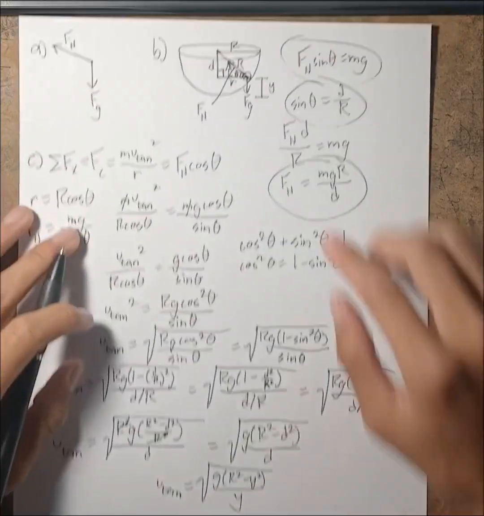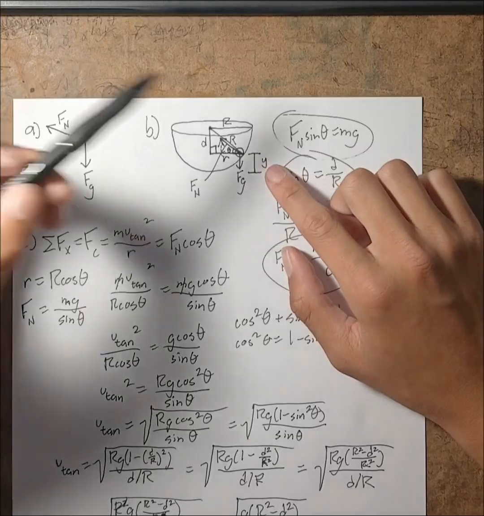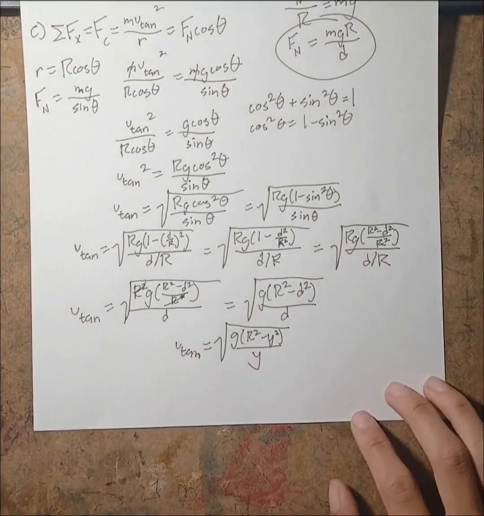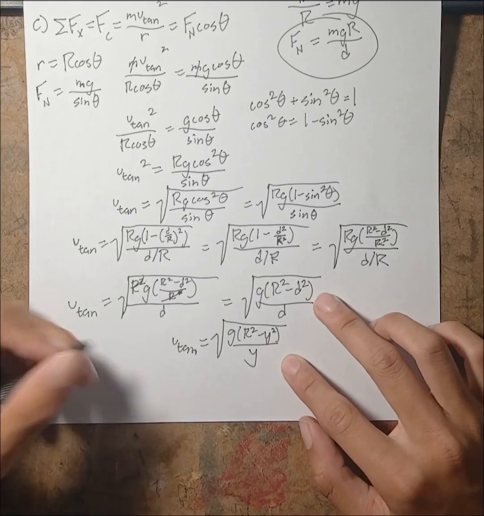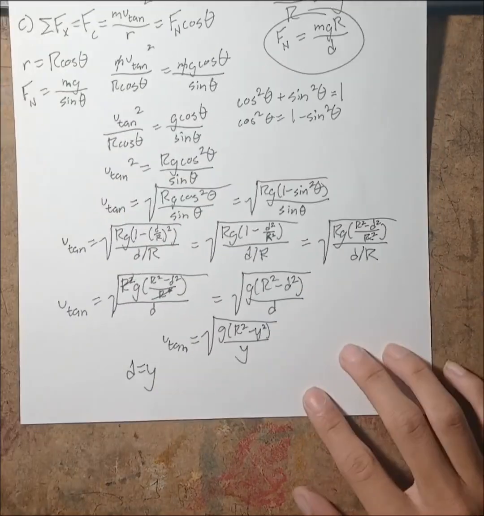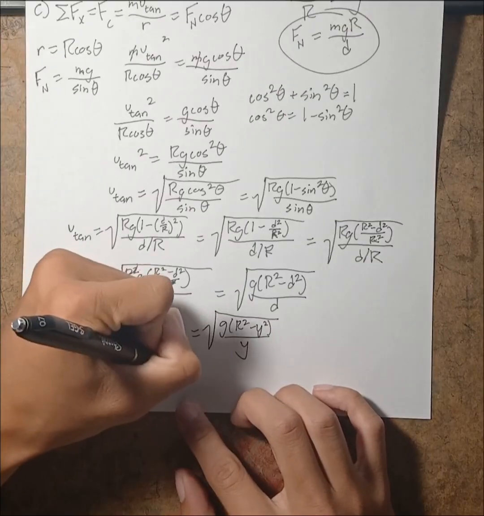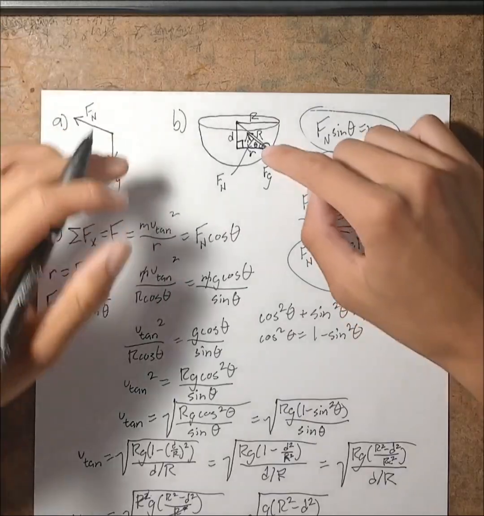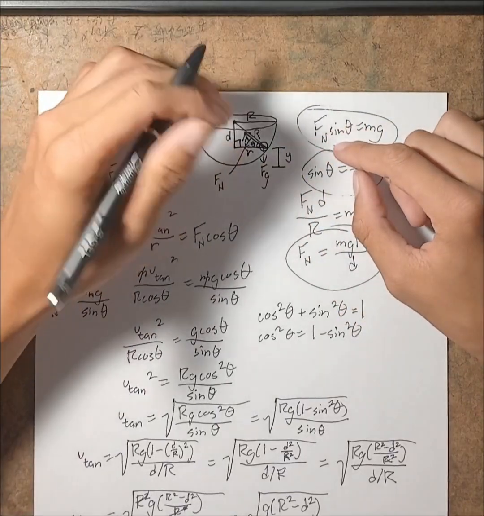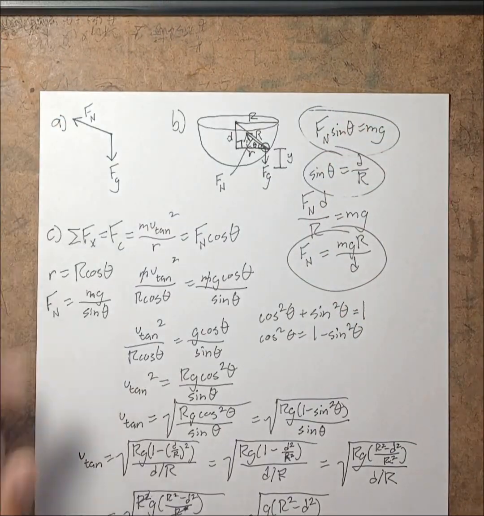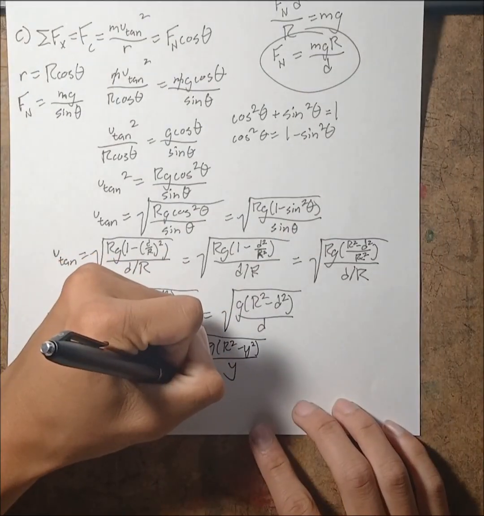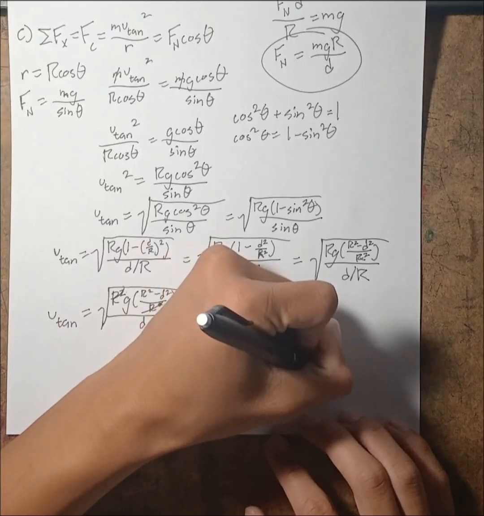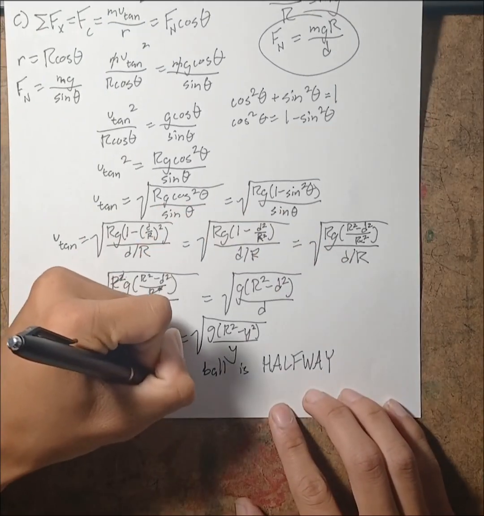Now, our y is defined as the vertical distance from the ball to the bottom of the bowl. So the only way that these two can equal each other is if d equals y. And d can only equal y when the ball is halfway up the bowl here, right? Because if it's halfway up the bowl, then the distance above it and the distance below it will be the same vertically. So the ball is halfway up the bowl.